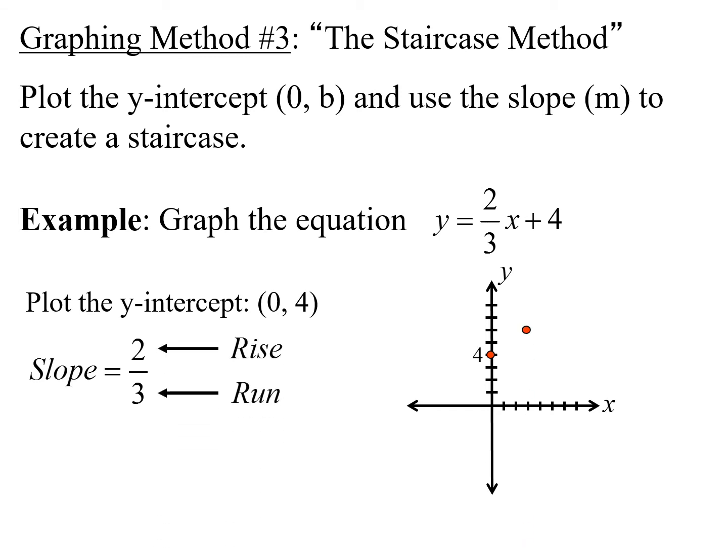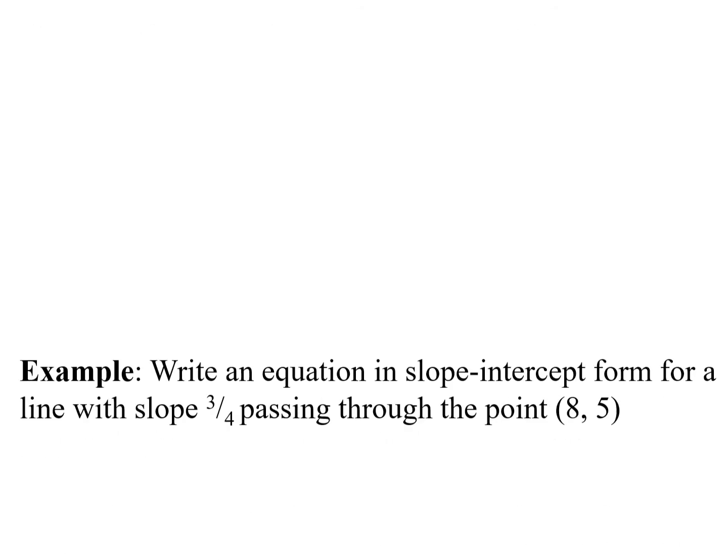So I'm going to go up 2 spaces, to the right 3 spaces, up 2 spaces, to the right 3 spaces. Once I have 3 points, I'm going to go ahead and line up my ruler with those 3 points, draw a line, and we're done.